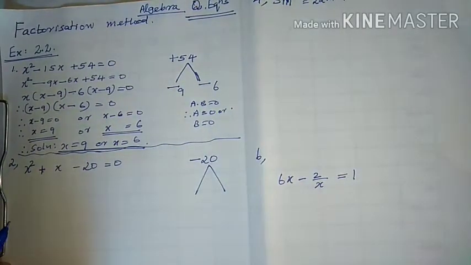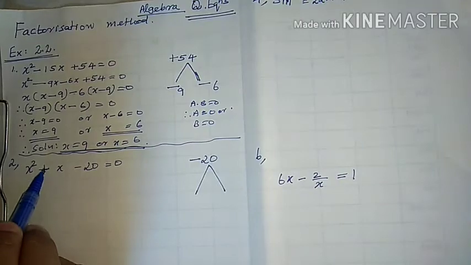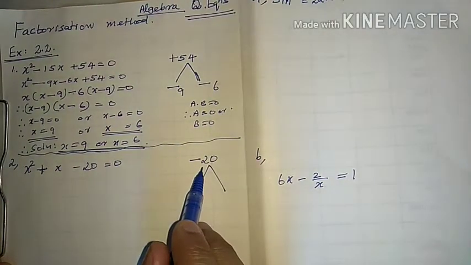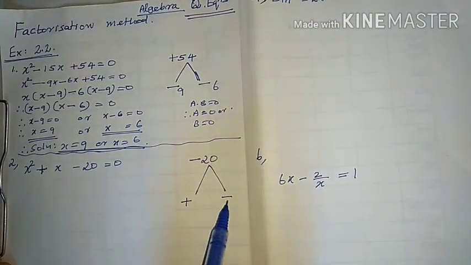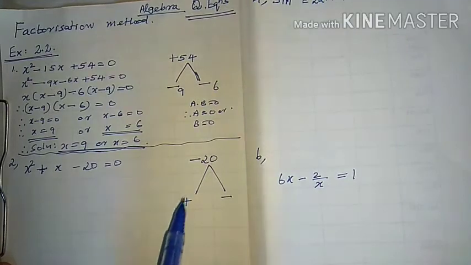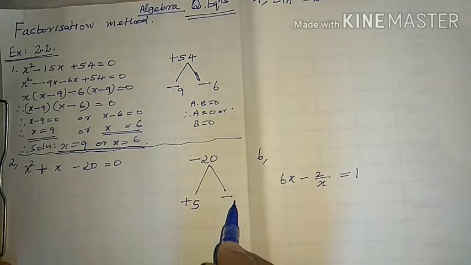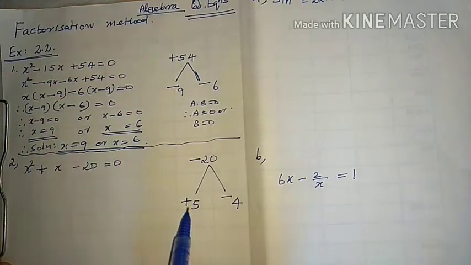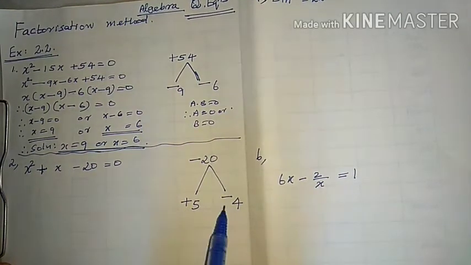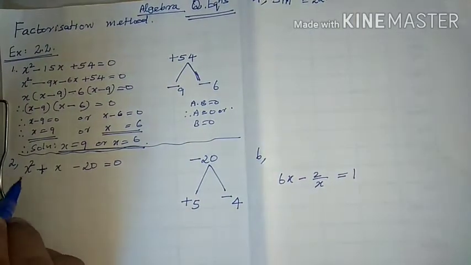Now we pass on to the second question. Product is here 1 into minus 20, minus 20. Summation, we should get plus 1. Product is minus, so the addition should be plus 1, so one number should be plus and the other minus. The plus quantity is greater. 5 fours are 20, so plus 5 minus 4, addition gives us plus 1 times x. So it is fixed. It is correct, so we continue here.